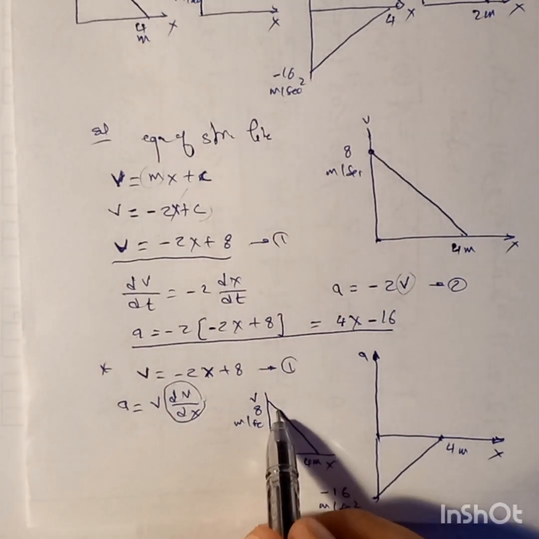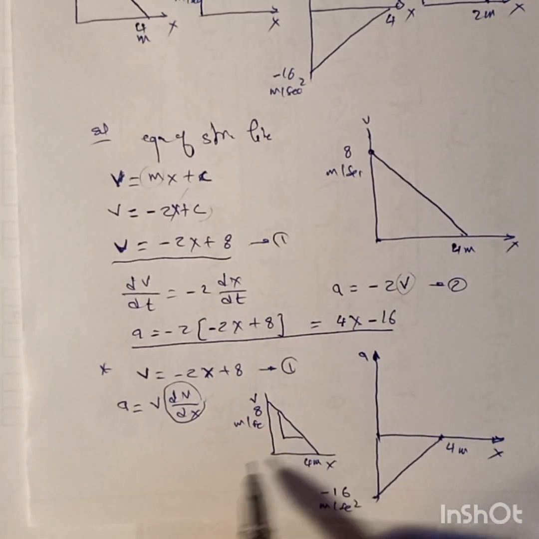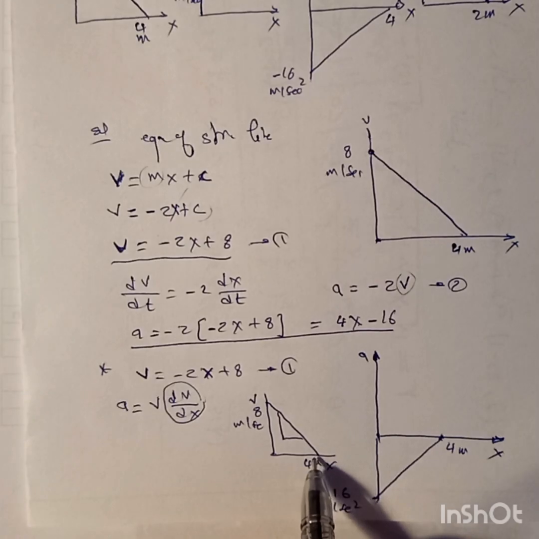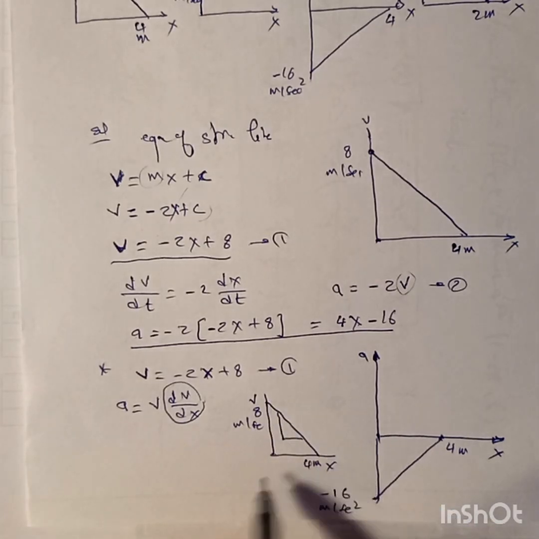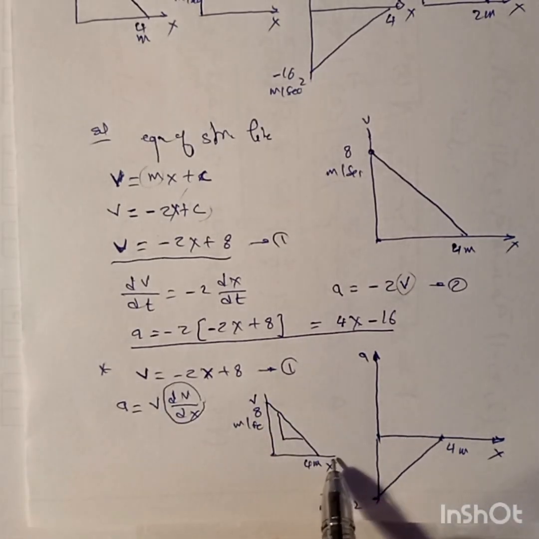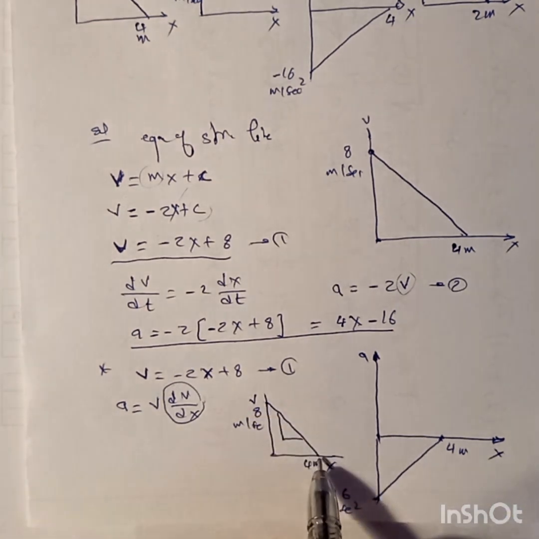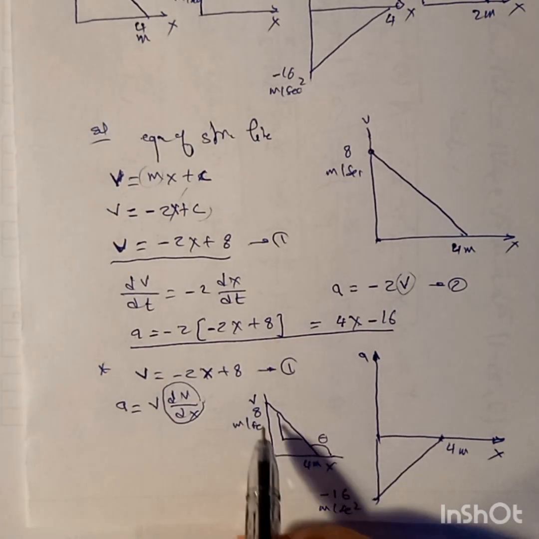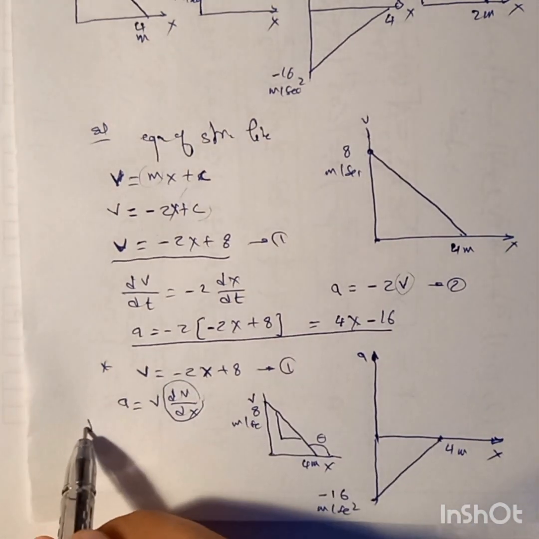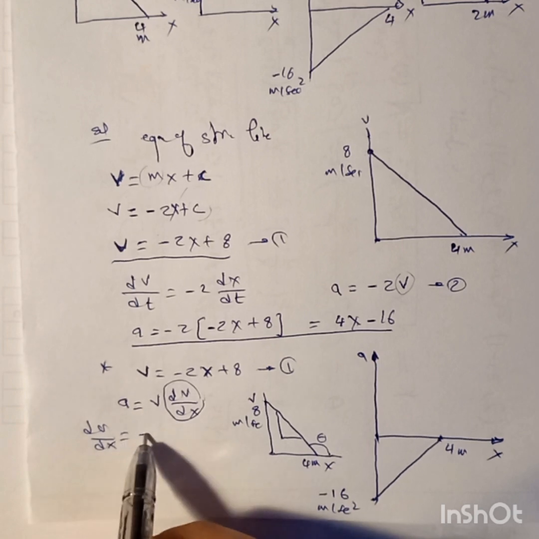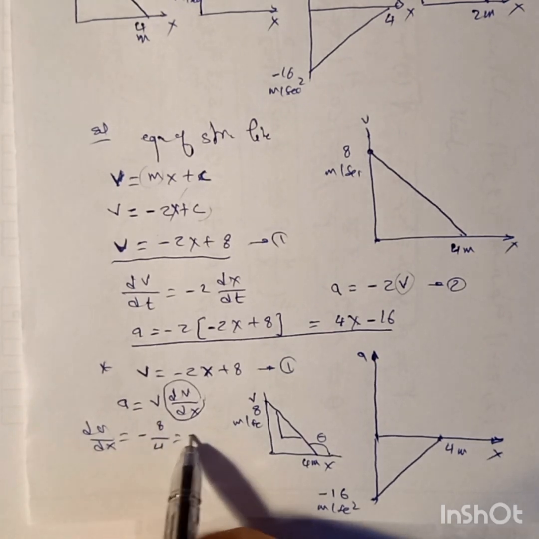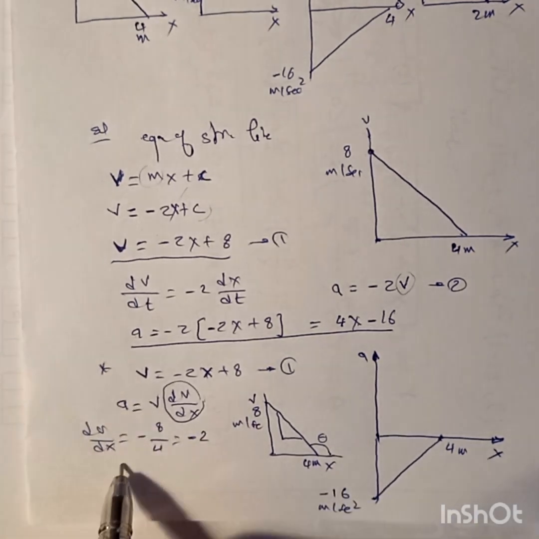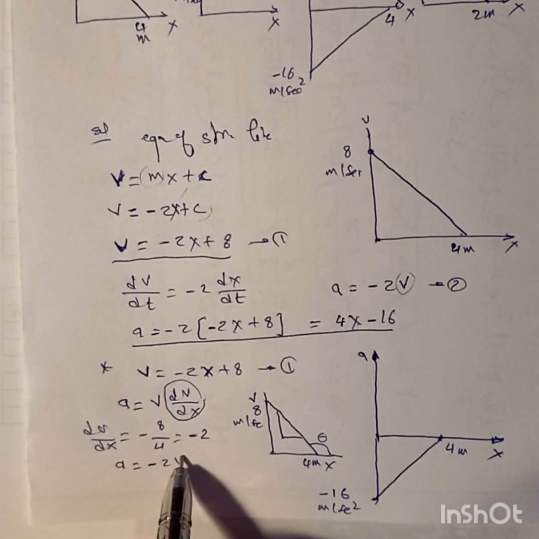Okay, the slope here is this distance over this distance, or 8 over 4, but with a negative sign, as the angle made by this straight line with the horizontal x-axis is an obtuse angle, so the slope is negative. Then dv/dx equals negative 8 over 4 equals negative 2. I have here a equals negative 2v.